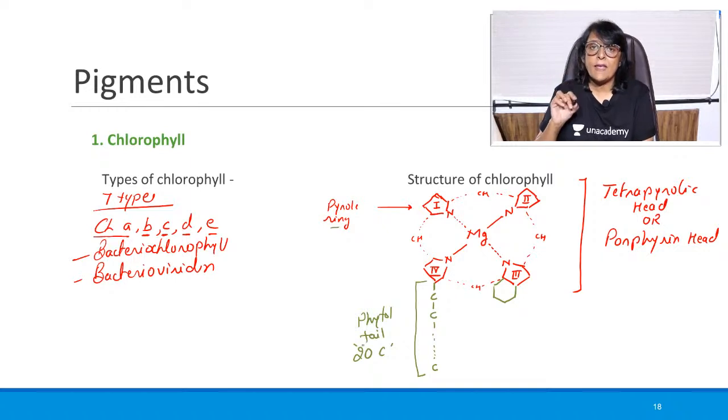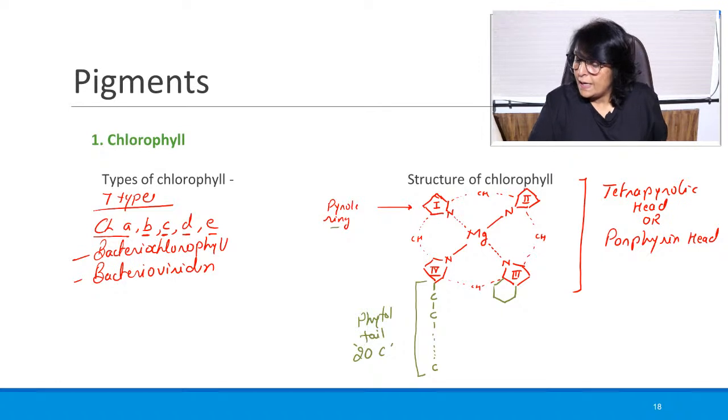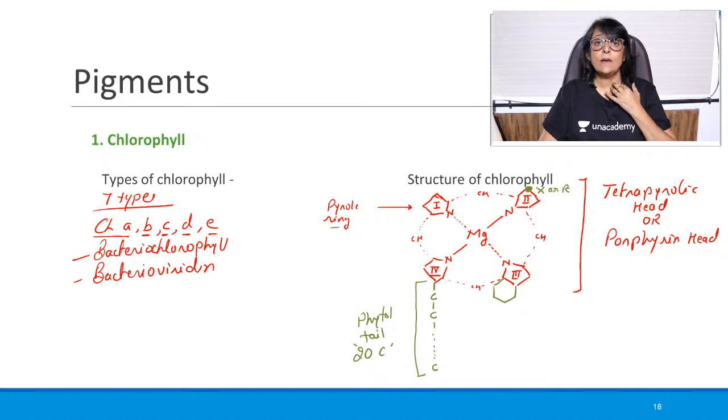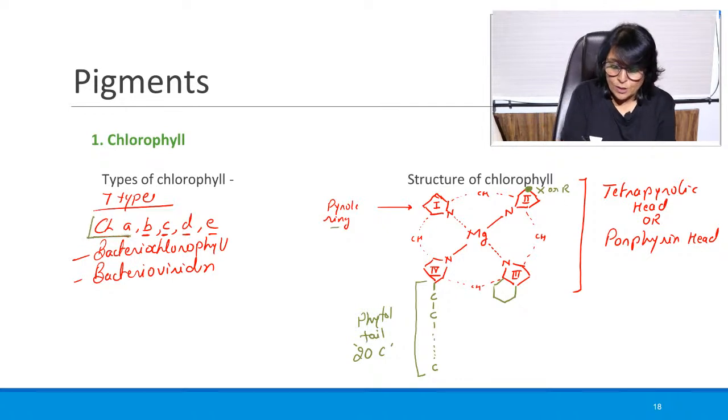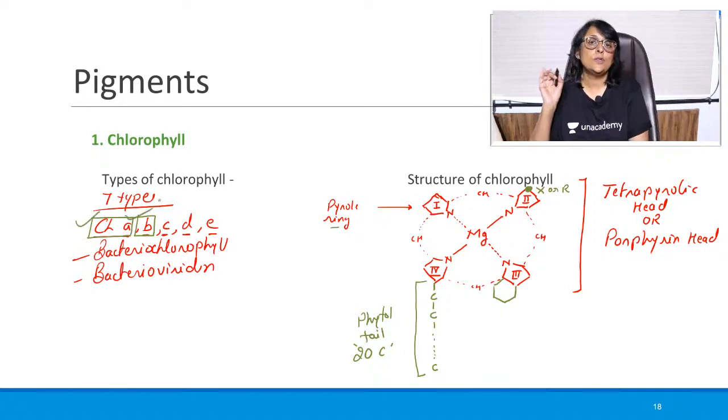One more very, very important thing is this position. This position is written as X or R position. It is on the 2nd ring and it is called X or R position. Now what is on this X or R position will decide whether it is chlorophyll A or chlorophyll B. We have to talk about only these 2 chlorophylls, A and B.